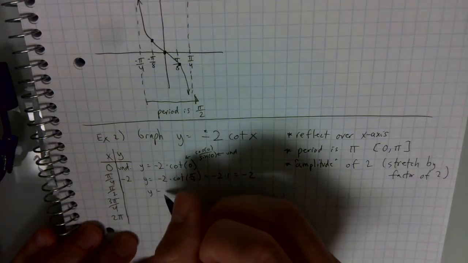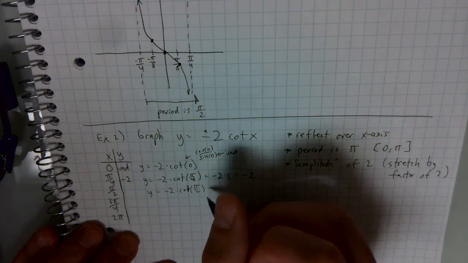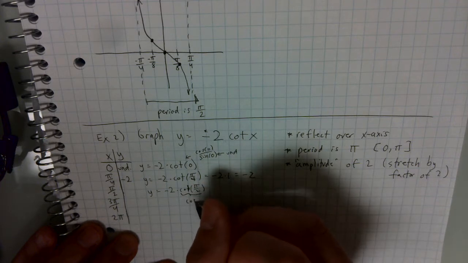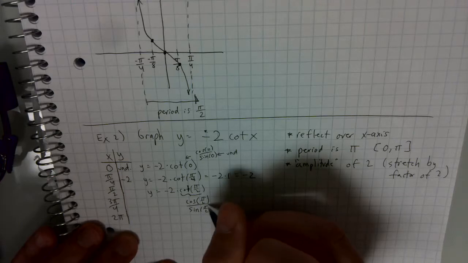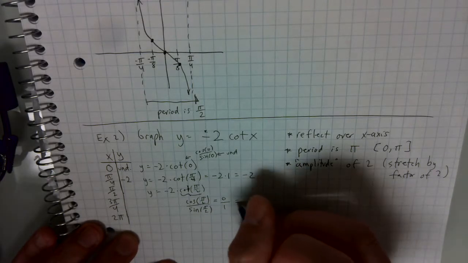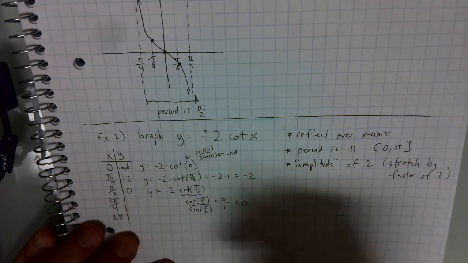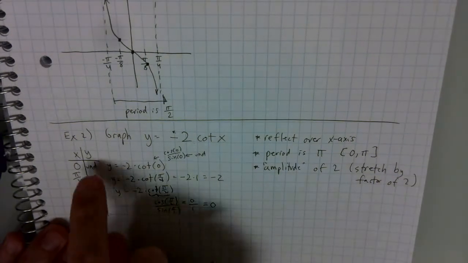Pi over 2, this would be cotangent of pi over 2. And again, this piece right here is really the cosine of pi over 2 over the sine of pi over 2. Cosine at pi over 2 is 0, sine is 1, so that whole thing just boils down to 0. And then multiply by anything, it's still 0. We'll get a 2 here, and then we'll get undefined. So that should cover our full period.